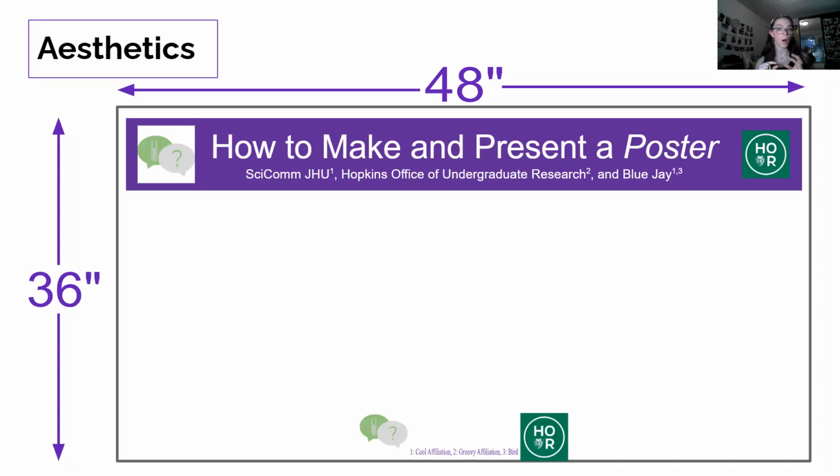Then serif for smaller text, right? So you should use sans serif for your big titles, your subtitles, things like that. But then you should use serif fonts for your smaller text because it's been shown to be much easier to read. And when you're already printing kind of small, you should try to optimize ease of readability as much as possible. So your serif fonts are your Times New Roman, your Georgia, your Palatino, and your Garamond, right?